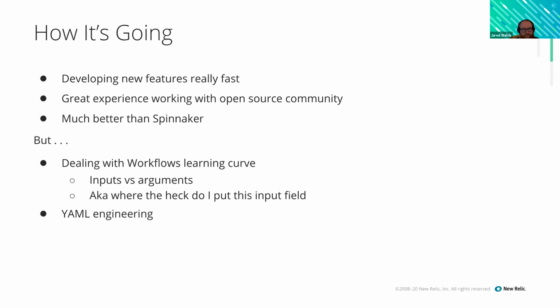There's been some rough edges. We've been dealing with a workflows learning curve. New Relic's still new to Kubernetes as a company. Of course, I don't know if anyone else gets tripped up on this, but the whole inputs versus arguments still confuses me sometimes. AKA, where the heck do I put this input field? That definitely trips up some of our users as they're starting to write their own workflows.